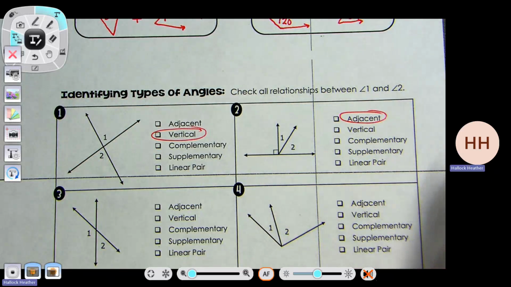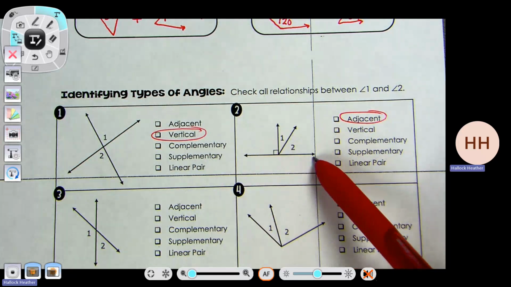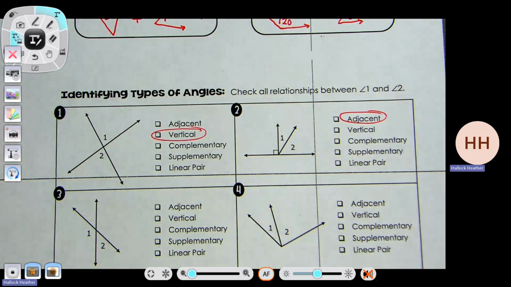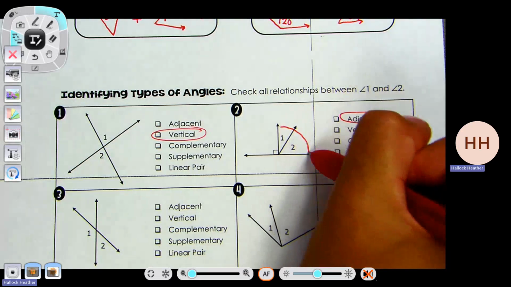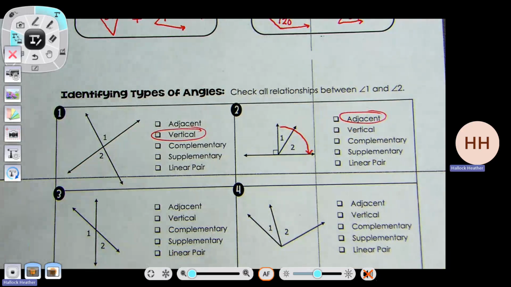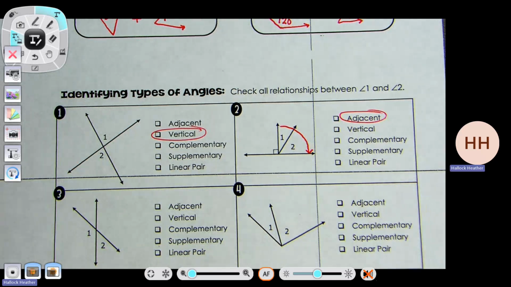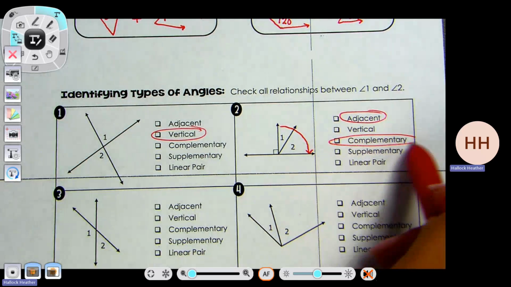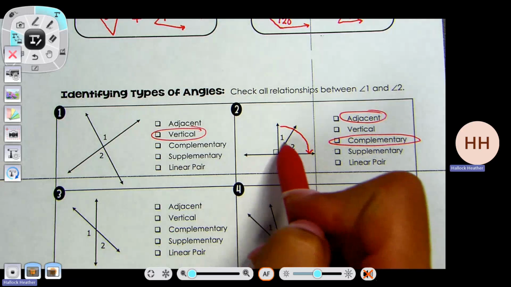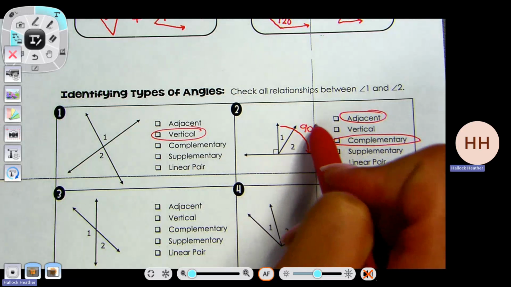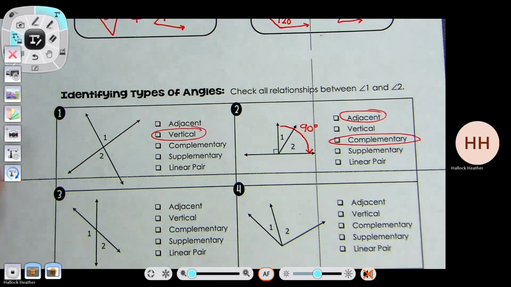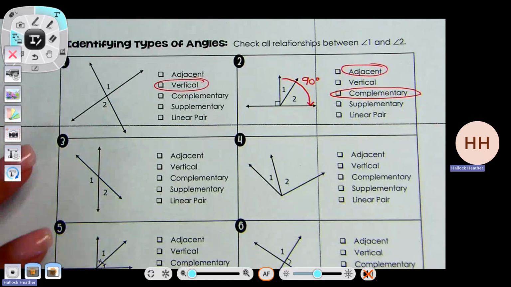No. So people want to say linear pair and supplementary because the whole line would make 180. But you are doing the relationship between angle 1 and angle 2. Angle 1 and angle 2 do not add to make 180, so they cannot be a linear pair. They cannot be supplementary. They're not vertical because they're not across from each other. They're complementary because you have a square over here, so this side would also have to make 90 degrees. So you're looking at the relationship, not the whole picture. You're looking at the relationship between angle 1 and angle 2.